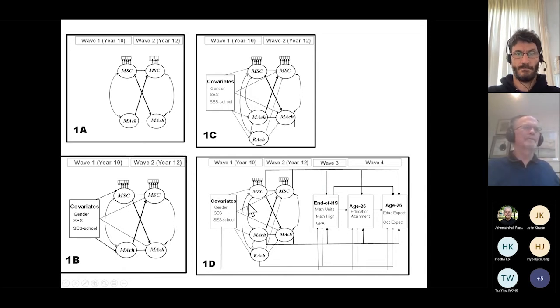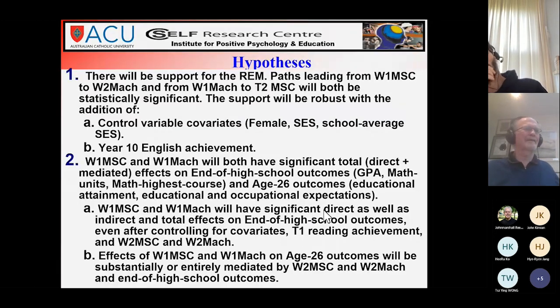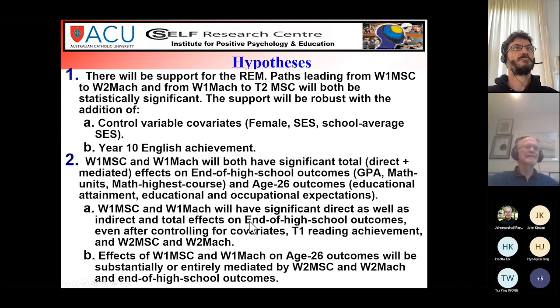And then this is the long, blown-out model. Here I'm going to be looking at a fairly sophisticated, or at least tedious, way of looking at direct and indirect effects and mediation and all that sort of stuff. So I'm hypothesizing that wave 1 math achievement and math self-concept will have significant direct, indirect and total effects on end of high school outcomes, even after controlling for achievement, and that by age 26, the outcomes will be substantially or entirely mediated by the wave 2 variables.